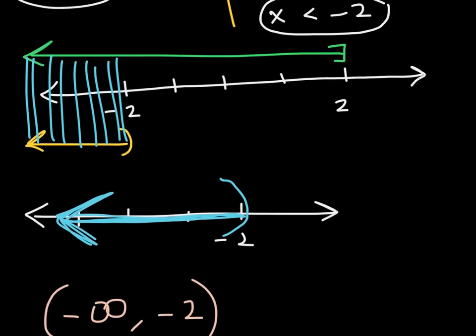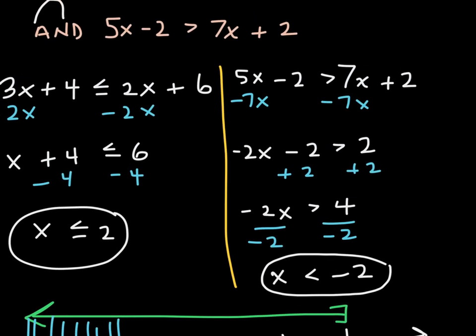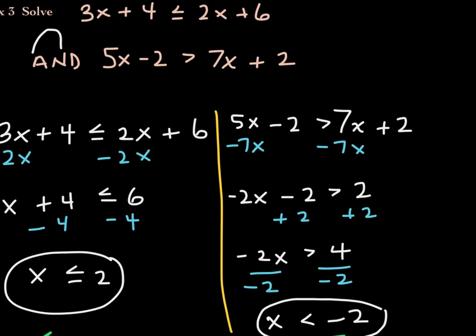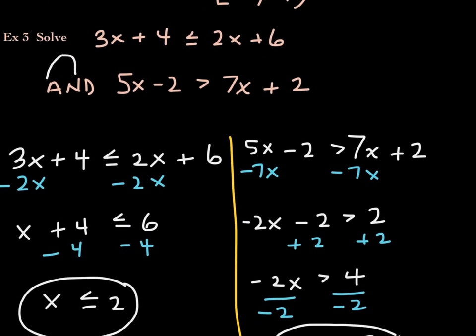Now let's write our solution set in interval notation. Interval notation goes left to right. So it goes from negative infinity all the way to negative 2, parenthesis. Any number that is less than negative 2 will satisfy both of these inequalities. Any number that is less than negative 2 will satisfy this inequality and also this inequality.